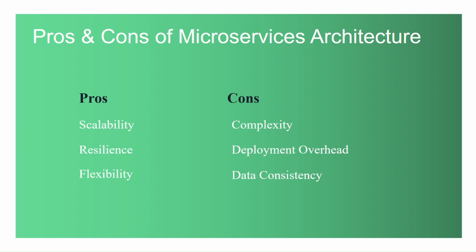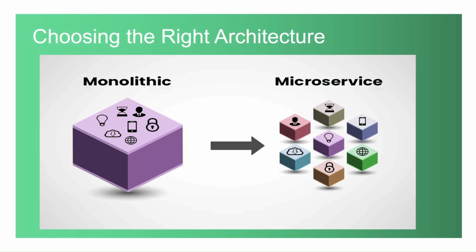For example, while microservices allow for better fault isolation and independent scaling, they also require a more mature infrastructure to handle issues like network latency, service discovery, and inter-service communications. Next, we will see how to choose the right architecture.